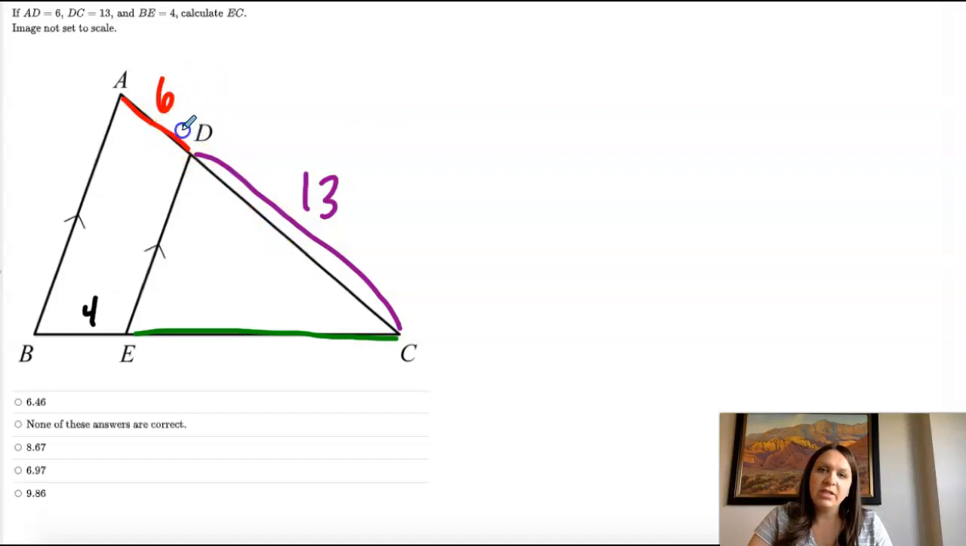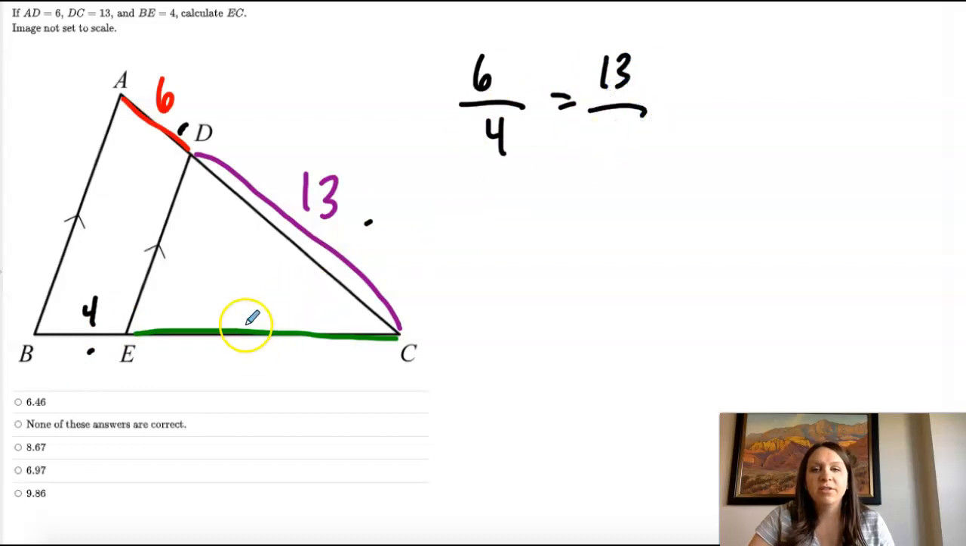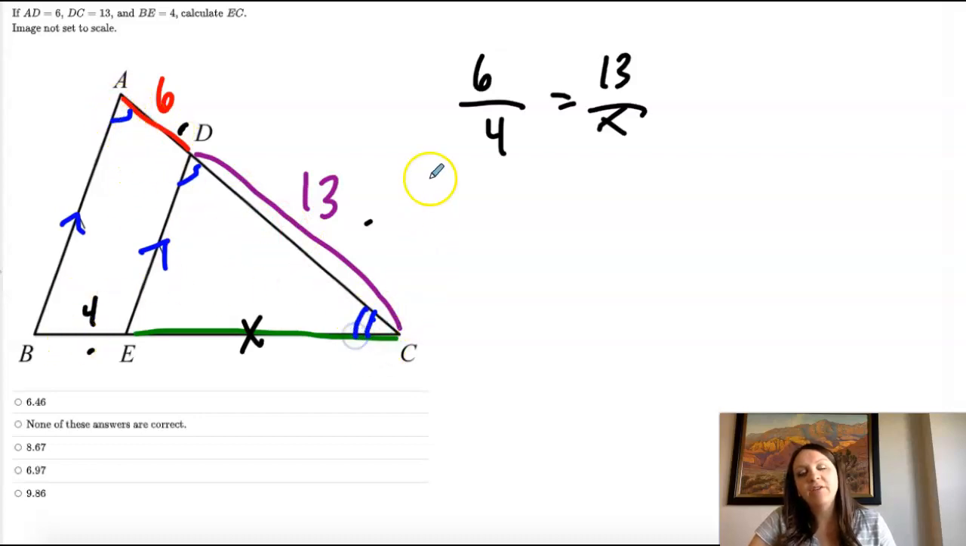So I know 6 is to 4 as 13 is to what I'm trying to find, x. And that works because these are parallel lines. So I know this angle is congruent to this angle. And then both triangles share that angle, angle C. And so by default, these angles are the same.